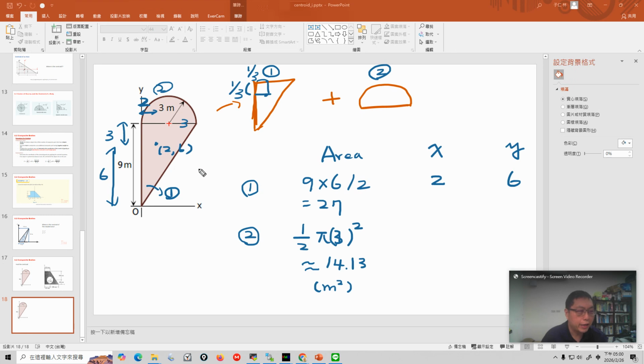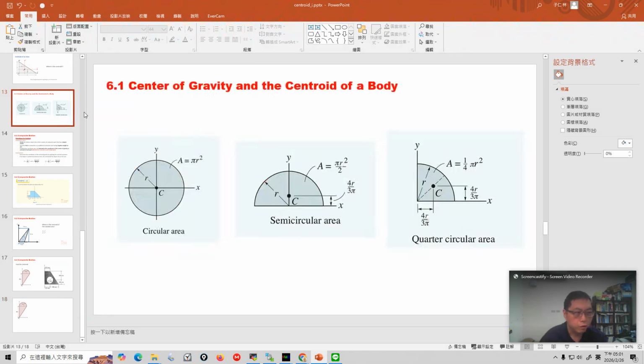And the other thing is the centroid of the semicircle. For the centroid of a semicircle or quarter circle, you can look up the table. The centroid of a semicircle area is here. This is the formula. It's right at the center, the y is right on the center.